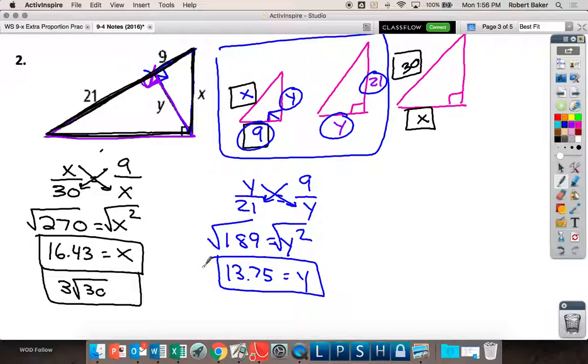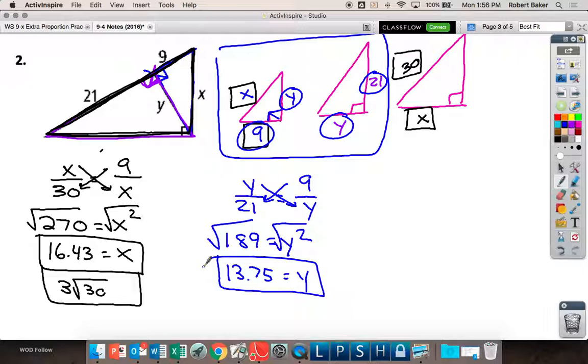So have I solved for all my missing pieces? Do I have x and y solved for? Yes. Guys, that's the task. That's the goal at hand. If you set up one triangle incorrectly, you don't really have any chance. So I am telling you.